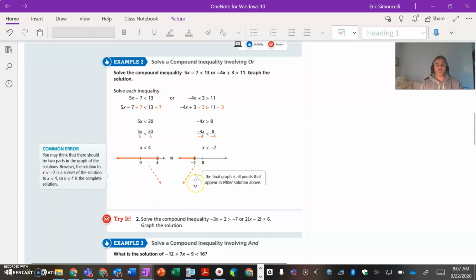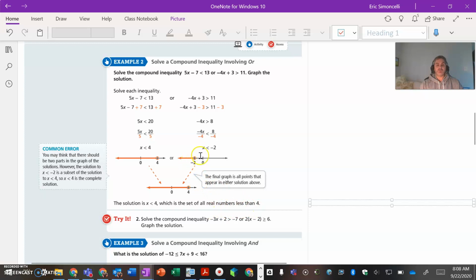Putting them together, the final graph is all points that appear in either solution above. So one or the other. Either or is what we say. And as you can see, putting it together, we know that -2 and also 4, because they're both going to the left, it includes both solutions. So as a neat combination of things, the solution of x less than 4, which is the set of all real numbers less than 4, is your final answer.